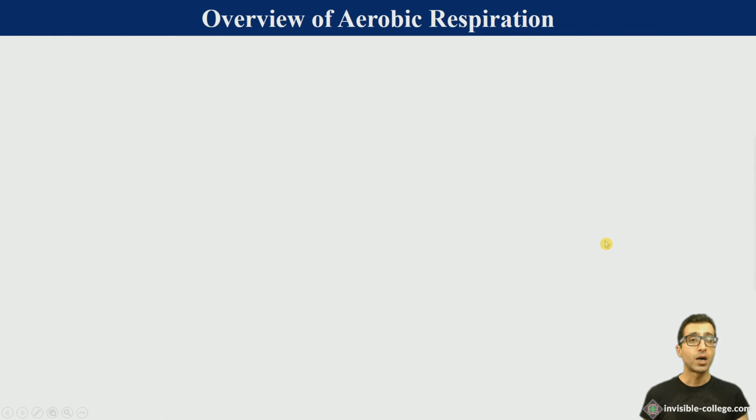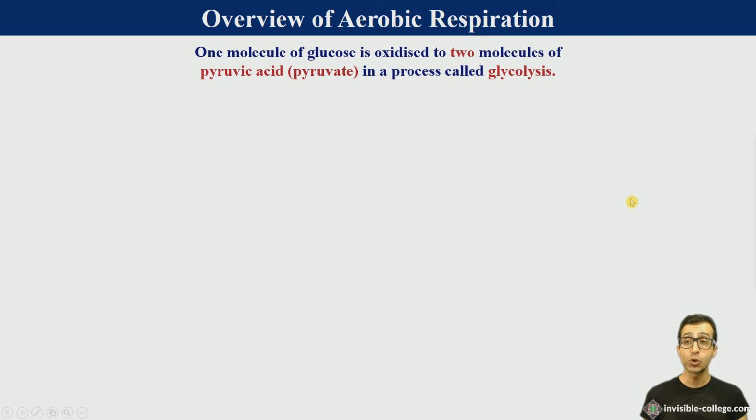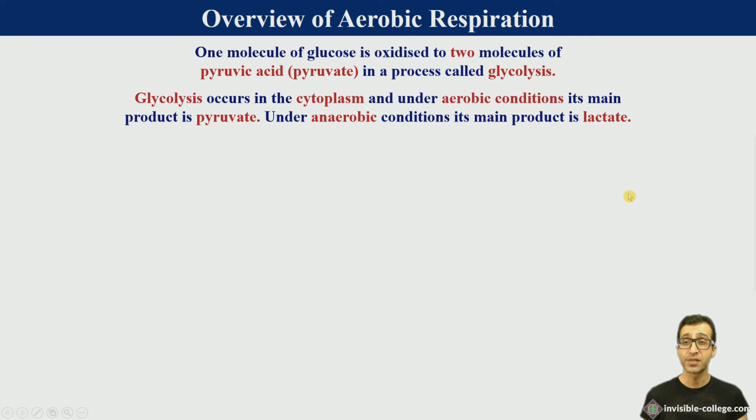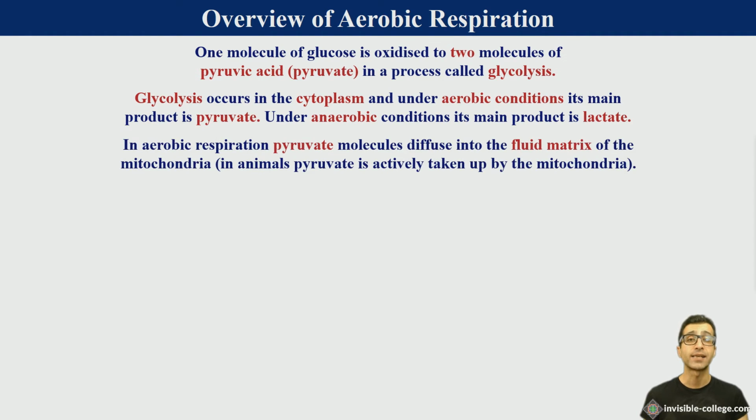So, as an overview, we can say that 1 molecule of glucose is oxidized to 2 molecules of pyruvic acid during glycolysis. This occurs in the cytosol and occurs both under aerobic and anaerobic conditions. Now, under aerobic conditions, the main product is pyruvate. Under anaerobic conditions, the main product is lactate.